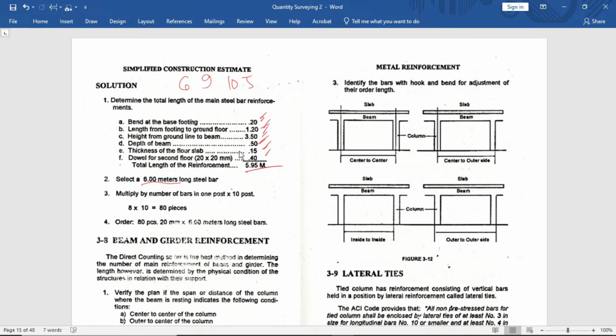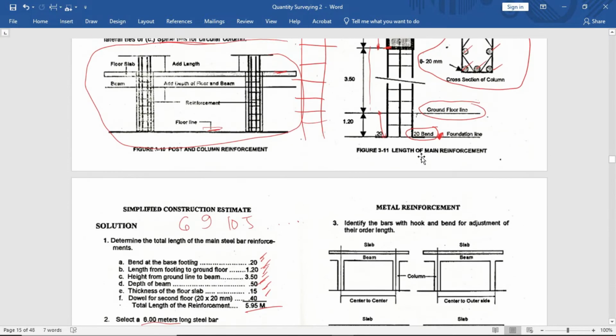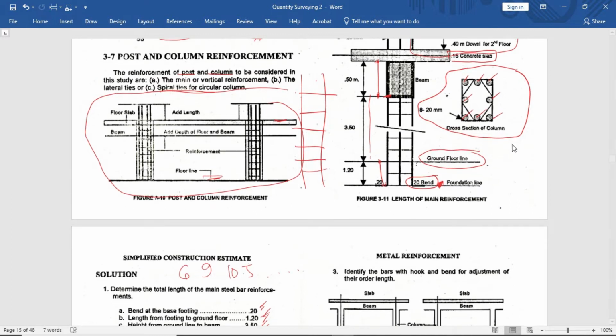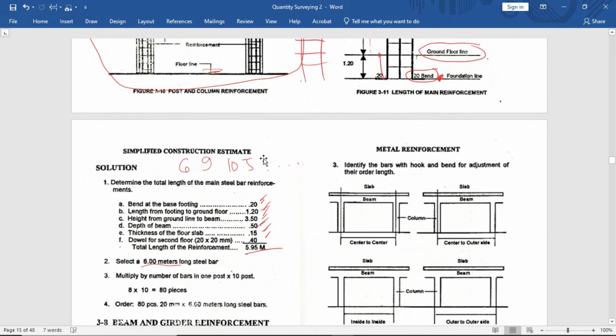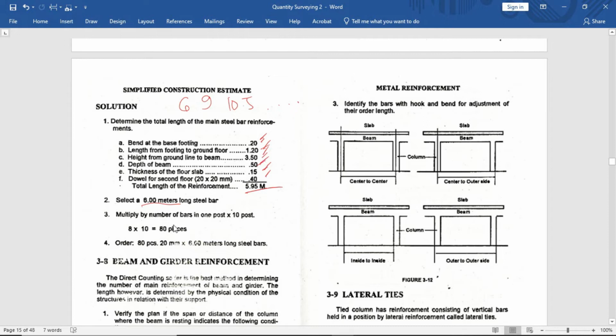After that, we multiply the number of bars in one post by 10. Balikan natin yung cross-section. Ilan yung bars dito? 1, 2, 3, 4, 5, 6, 7, 8. So, there are 8 bars in one column. 8 main bars times 10 is 80 pieces. So, may 80 pieces tayo ng 20 mm by 6 meters long steel bars.